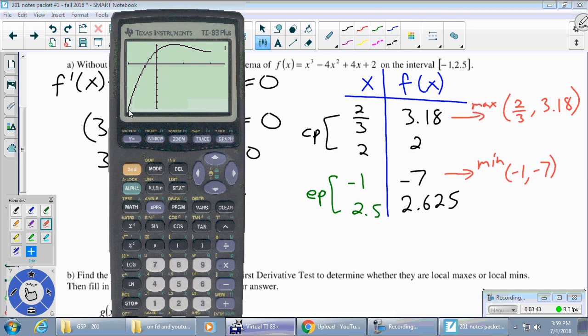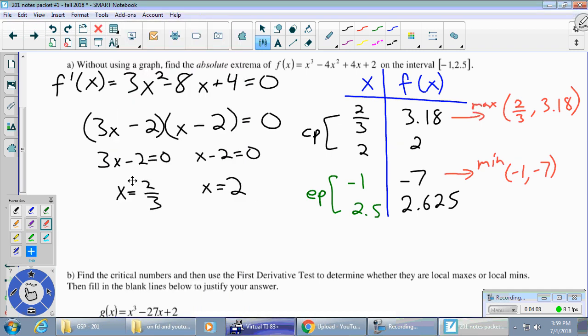Like you can see, it starts at the bottom left corner. It maxes out, bounces magically right at the top. We knew exactly where that was going to happen. And so indeed, the maximum is right here at 2/3 and then 3.18. The other critical point was over here at 2, but it's not an absolute max or an absolute min. And then -1, -7 is artificially the absolute min. And then this guy right here is pretty high at 2.5, but not quite as high as 3.18.